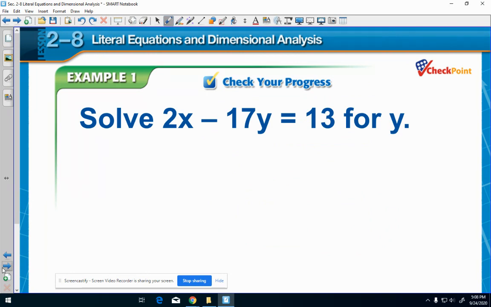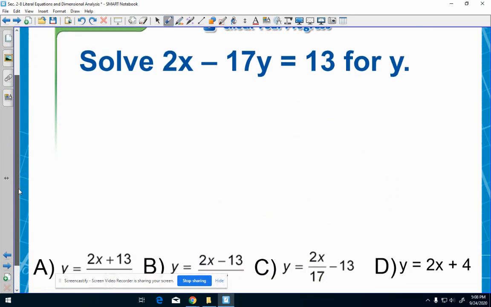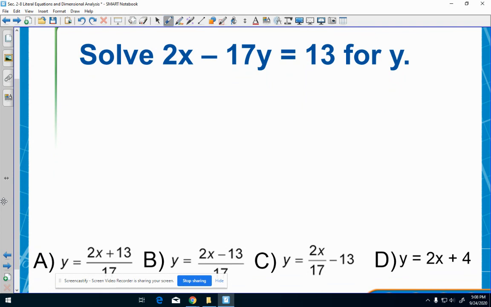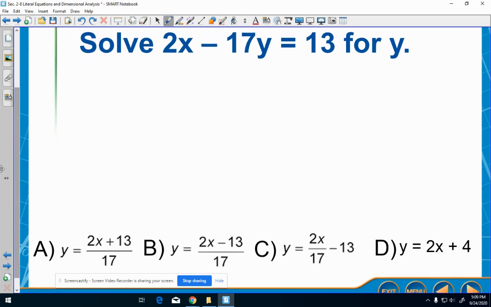All right, so let's take a look at this one here. Okay, I would like you at this point to go ahead and pause your video and try to solve what you see. Now there's 4 choices down below, so please understand that one of these choices is your correct answer. Okay, so pause it now. When you think you have an answer, come back and let's see if you have it.